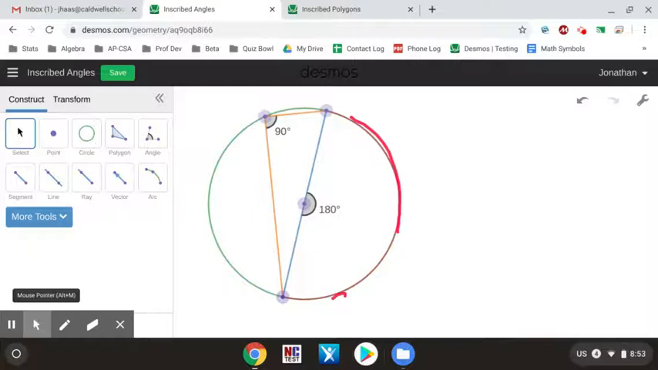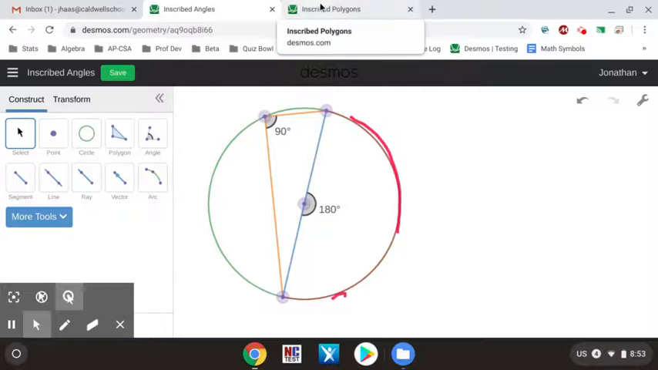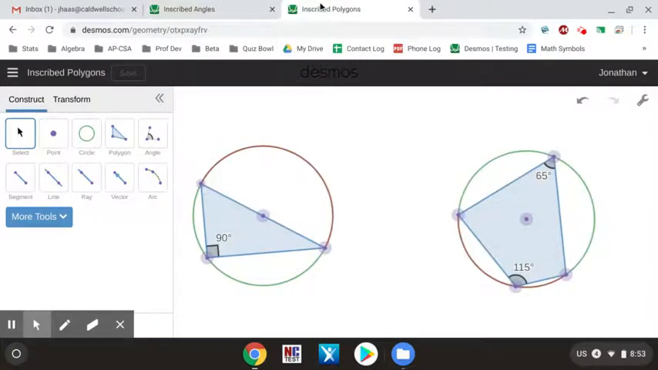So if it's a 90-degree angle in the corner, if it's a right triangle, that's going to have to be a 180-degree central angle there, which you notice I have just created a right triangle in the circle, which is the next thing we're going to talk about, some inscribed polygons.